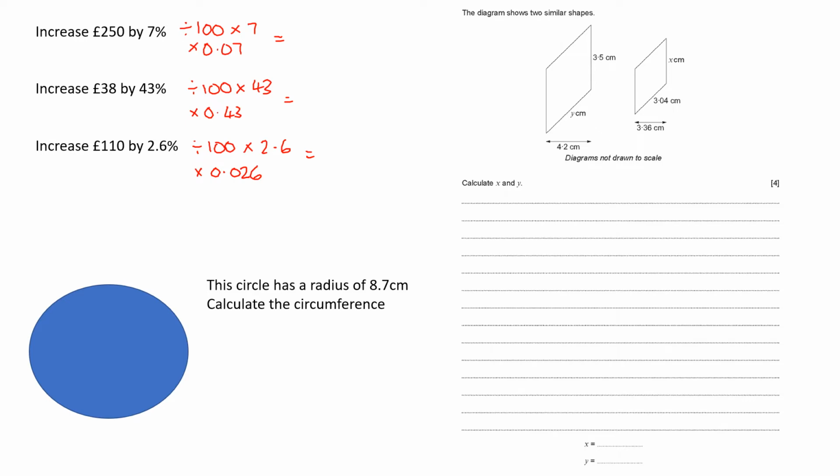Okay, so I'm going to just do the first one, 250, and I'm going to multiply it on my calculator by 0.07, and the answer is 17.5. However, do read the question. It wants me to increase, so I need to add that percentage on to the £250. So in this case, it would be 267.5. Okay, do the same for the other two. I'm not going to do those for you now.